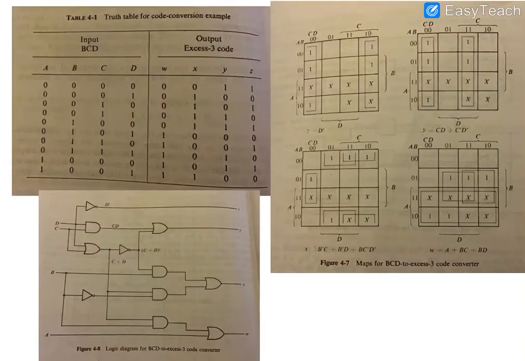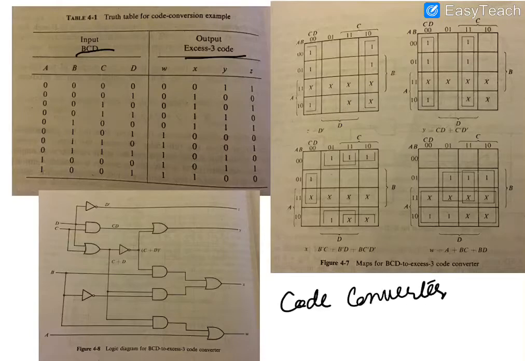So next, suppose we have to design a code converter which will convert a BCD input into XS3. XS3 code is simply obtained by adding 3 to the BCD input. As you know, BCD input has 4 bits, A, B, C and D. XS3 will also have 4 bits, W, X, Y and Z. So this code converter will basically convert BCD input into XS3.